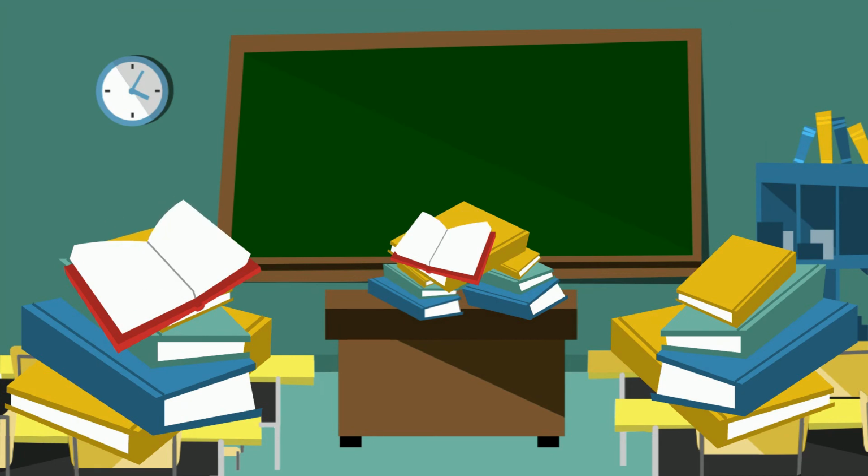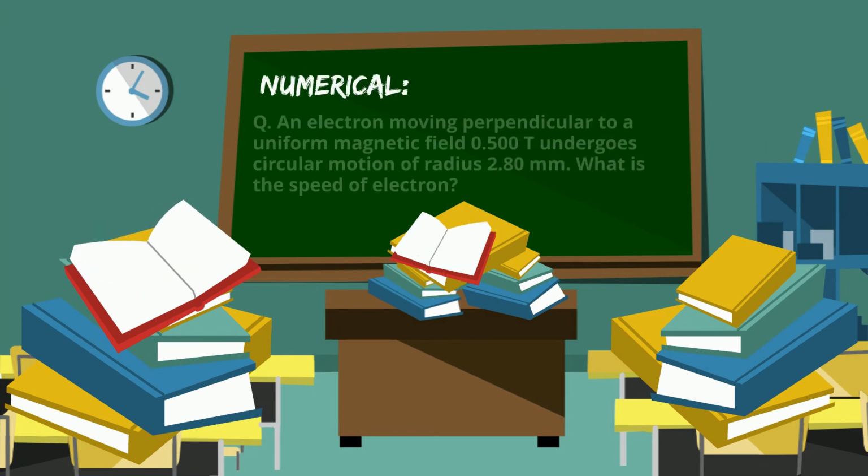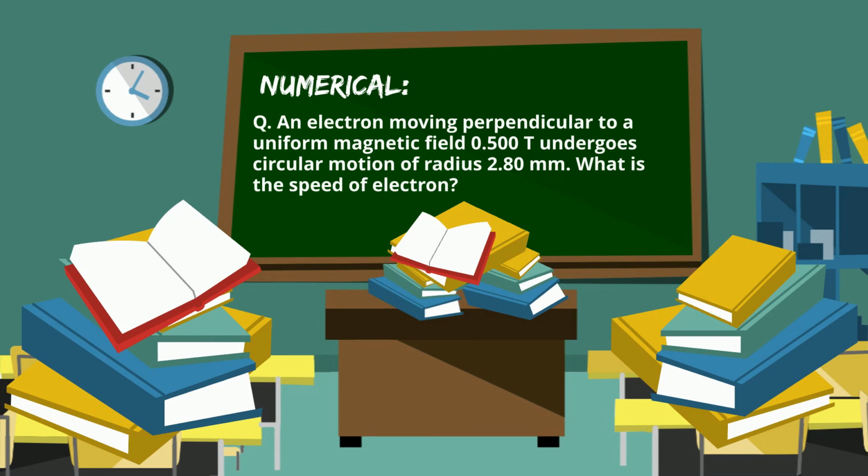Now, as we understand the basic concepts, let's dive into a numerical. An electron moving perpendicular to a uniform magnetic field 0.500 Tesla undergoes circular motion of radius 2.8 millimeters. Find out what is the speed of the electron.